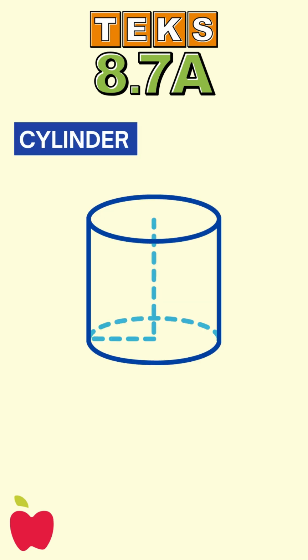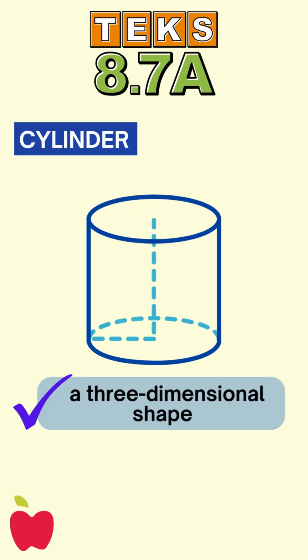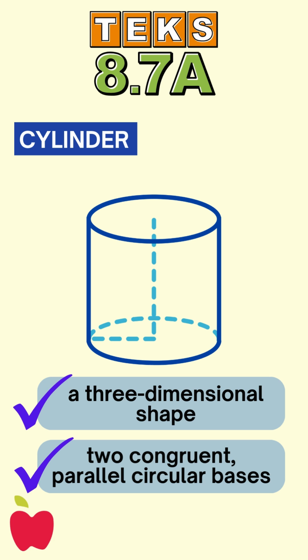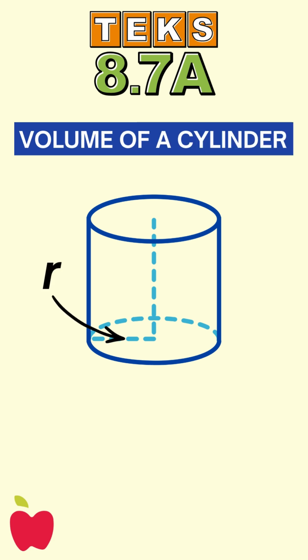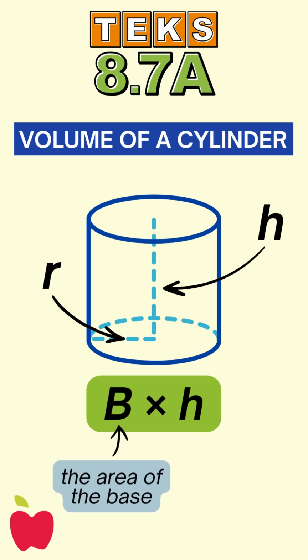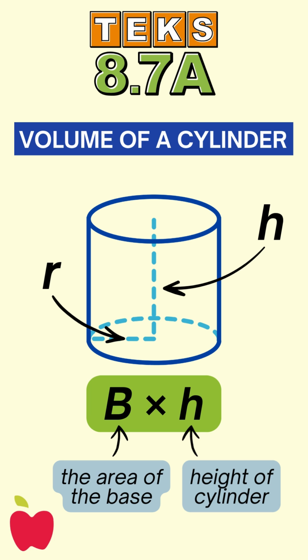Let's start with the cylinder. A cylinder is a 3D shape with two identical flat, round bases connected by a curved surface. The sides are straight and the bases are parallel. To find the volume, we need two things: the radius of the circular base and the height of the cylinder. The formula for the volume of a cylinder is volume equals capital B times h, where capital B represents the area of the base and h represents the height of the cylinder.